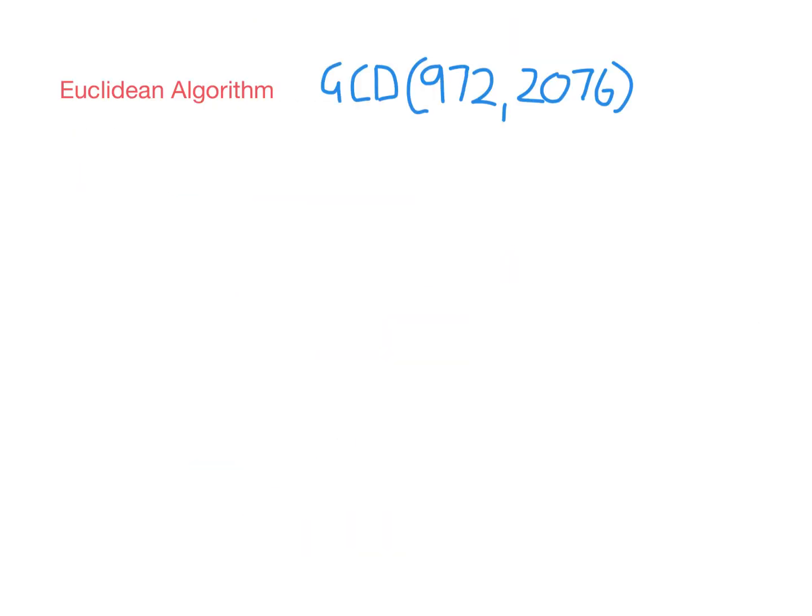So here we will look at Euclid's algorithm, or the Euclidean algorithm. This is one of the first known algorithms in mathematics. I think it's about 3,000 years old. We're going to use it to calculate the greatest common divisor of 972 and 2076.